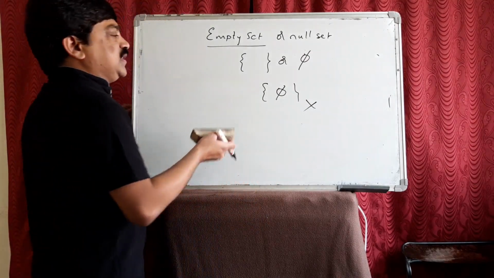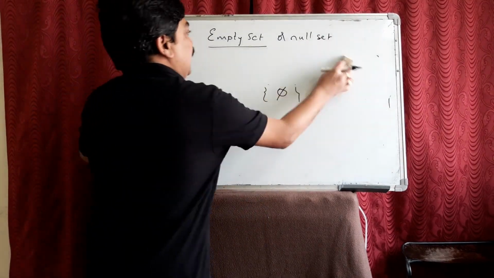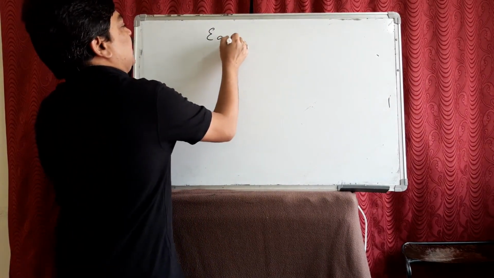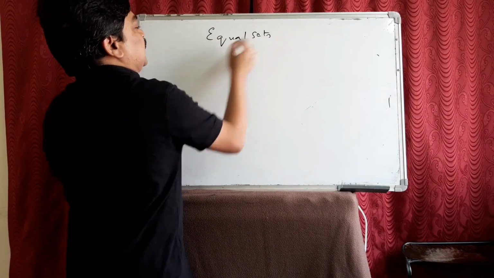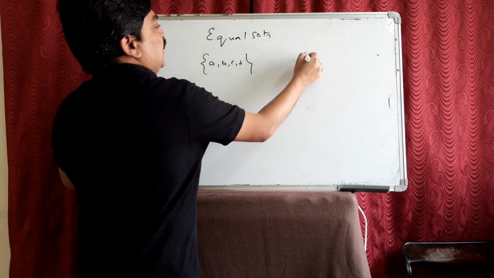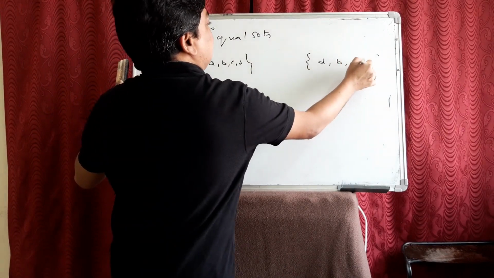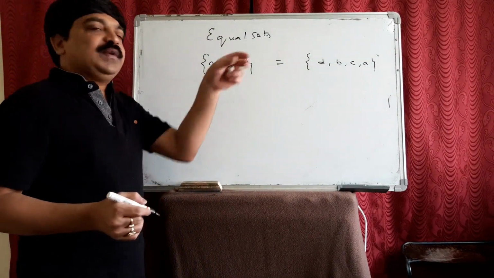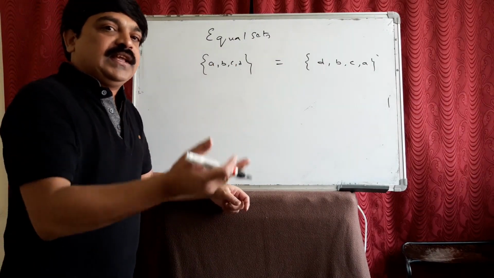Now, this is about empty set, the set containing no elements. Now, equal sets. What are equal sets? Suppose one set is containing A, B, C, D and the other set is containing D, B, C, A. Those are equal. That means the order is not important. All the elements should be there.